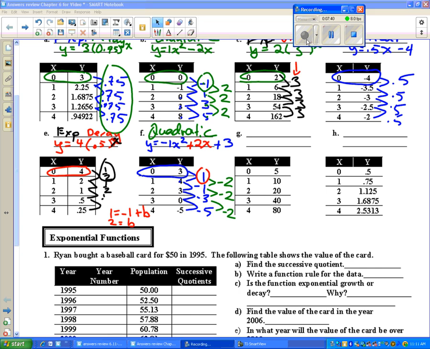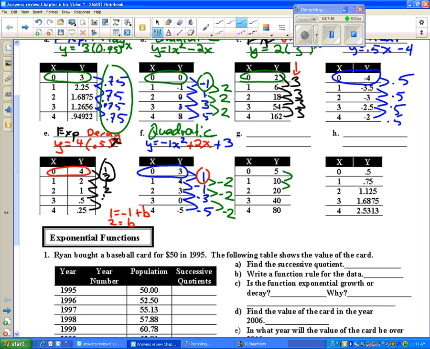Letter G. Look at my numbers: 5, 10, 20, 40, 80. If I do my successive quotients, 10 divided by 5 is 2. 20 divided by 10 is 2. 40 divided by 20 is 2. 80 divided by 40 is 2. So this is going to be exponential. My successive quotient is greater than 1, so this is exponential growth.